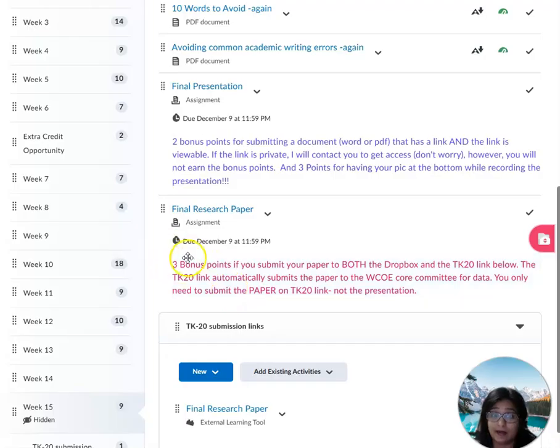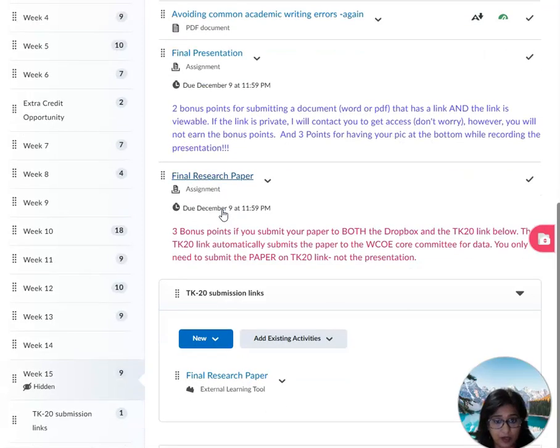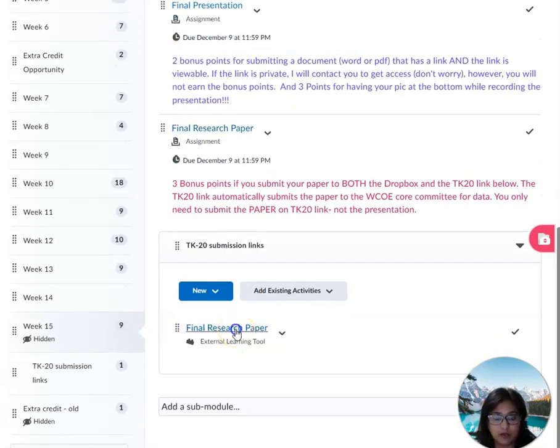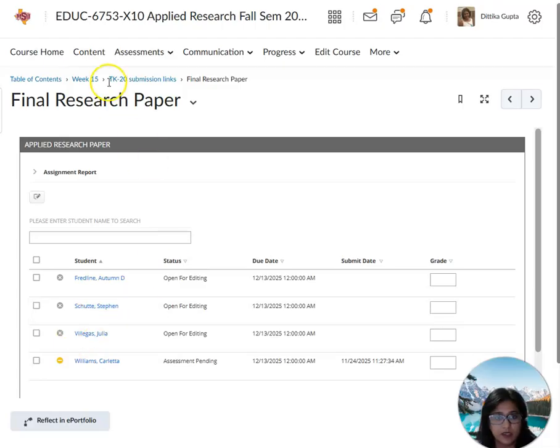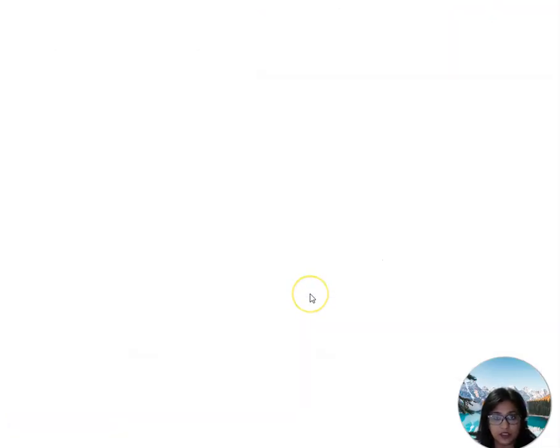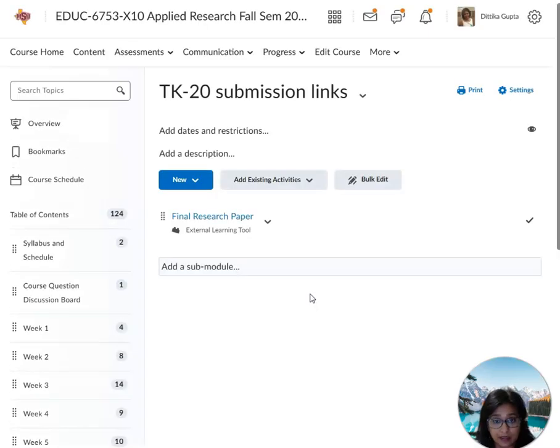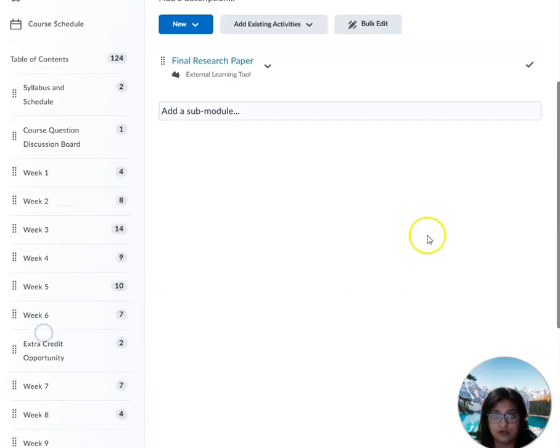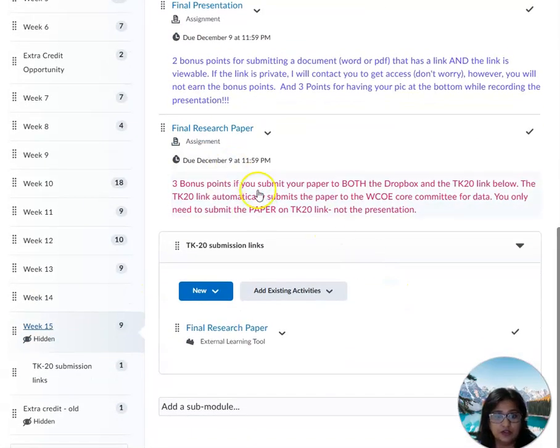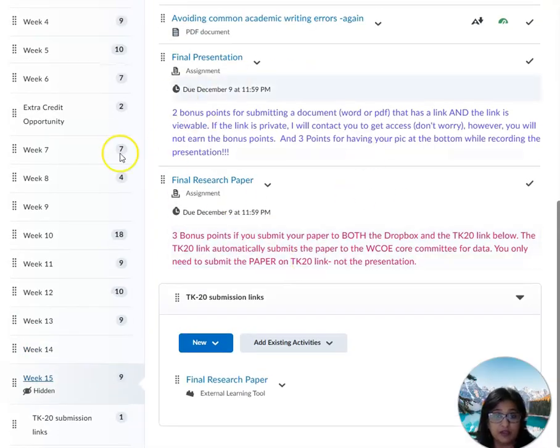You also get another 3 bonus points if you upload your research paper on the Dropbox and through the link. Once you click the link here, because I have all of you, I would have everybody here. What you need to do is upload it through the TK20 link and the Dropbox. That gives you the 3 bonus points. So basically you have another opportunity to earn 8 bonus points this week.